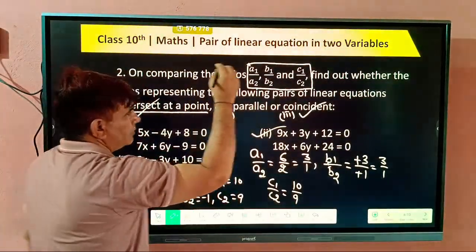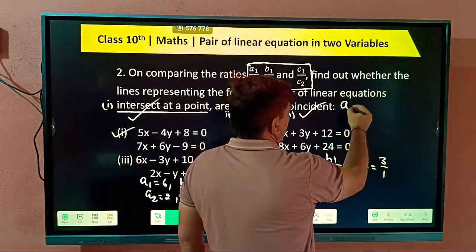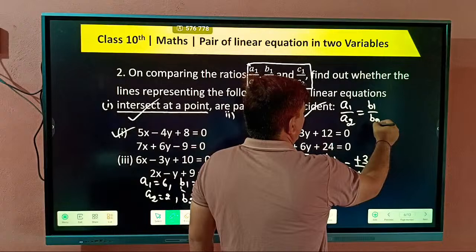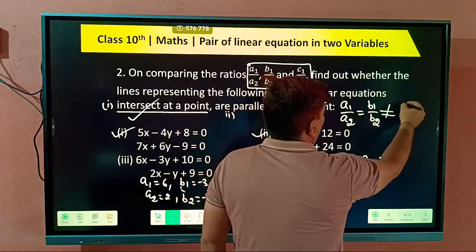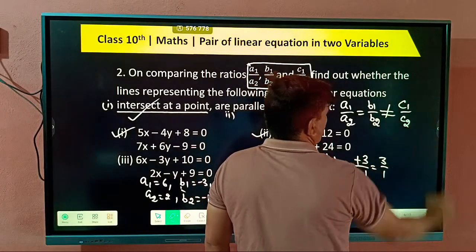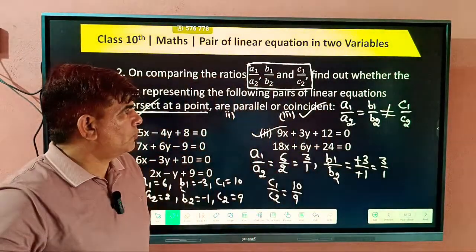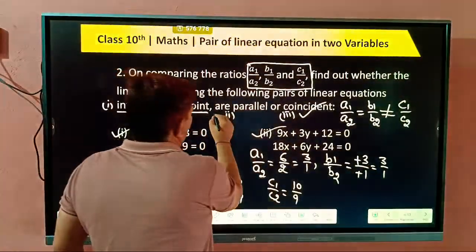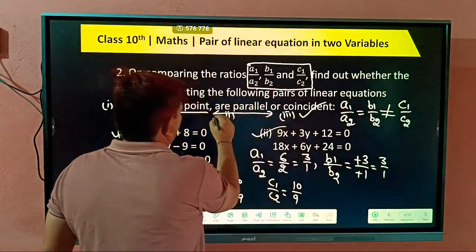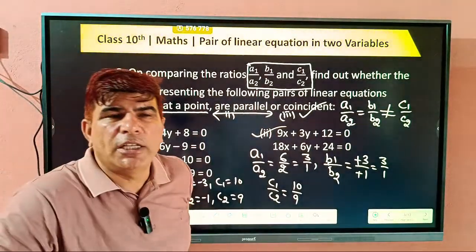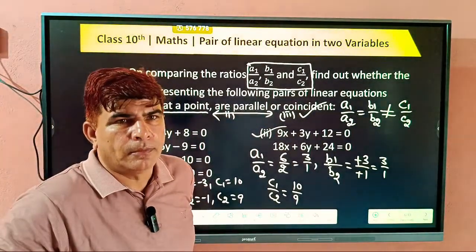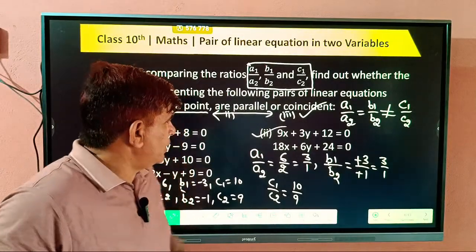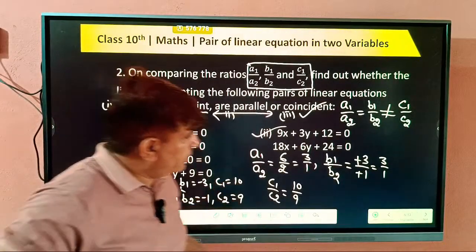If you check this, what's coming? A1 by A2 is equal to B1 by B2 is not equal to C1 by C2. So what's your answer? If this condition is satisfied, your answer is this: the lines are parallel to each other, never meeting each other in that plane. Understood? Same plane meaning same length, breadth, height. Any doubt?